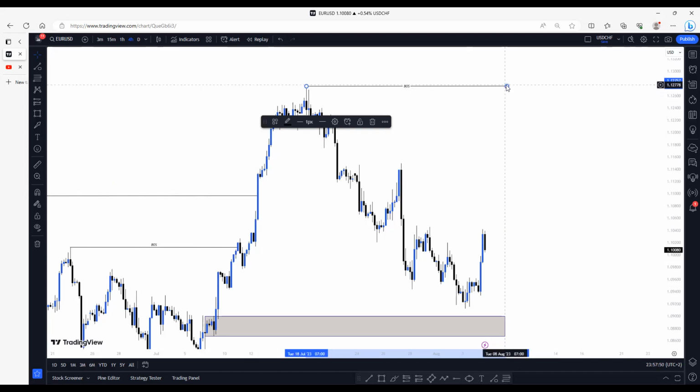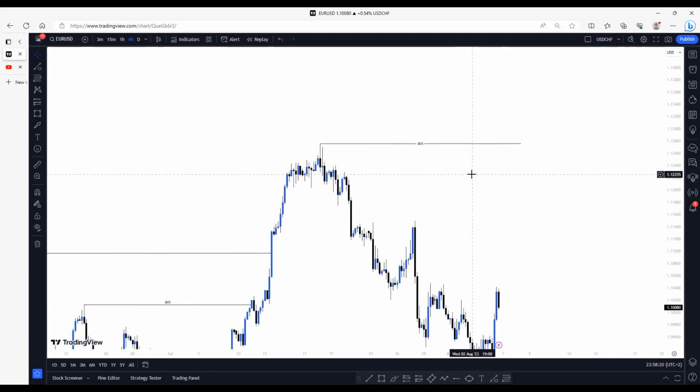Okay, so the first mistake that people make is not having specific time frames. I've been in this industry for quite some time, and I've noted that this is one of the biggest mistakes that people make. They don't have specific time frames. I personally recommend that you have 2 or 3 time frames, not more than that, but also not just 1 time frame. That is very important.